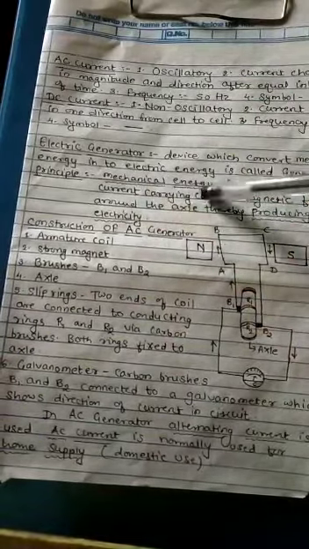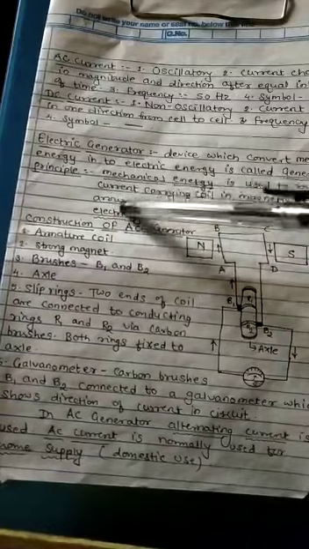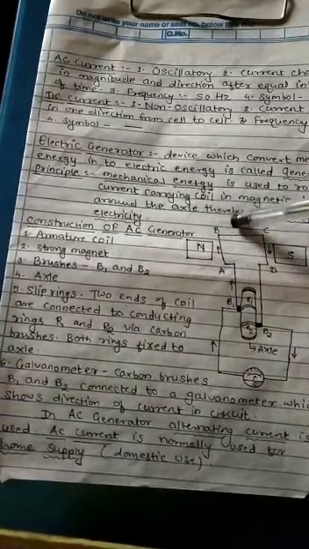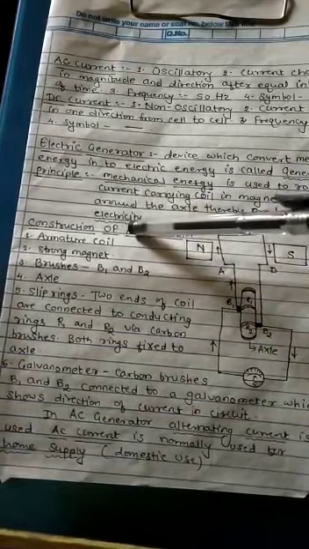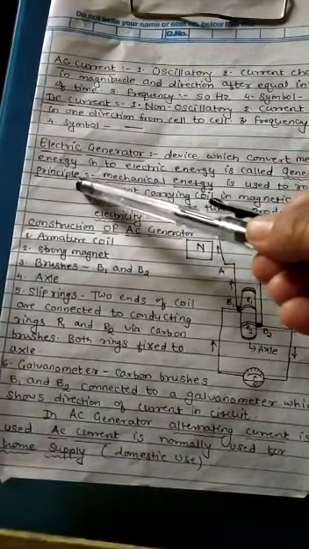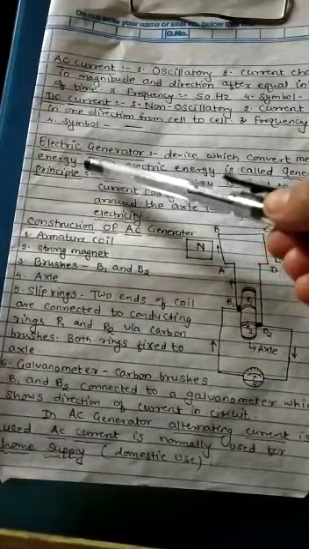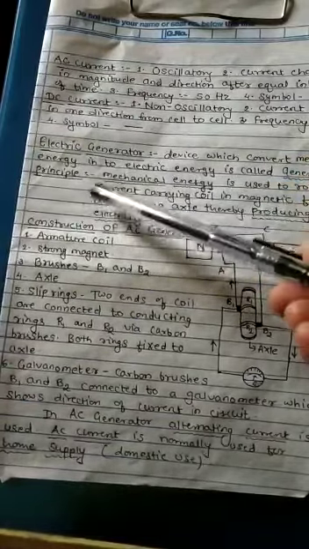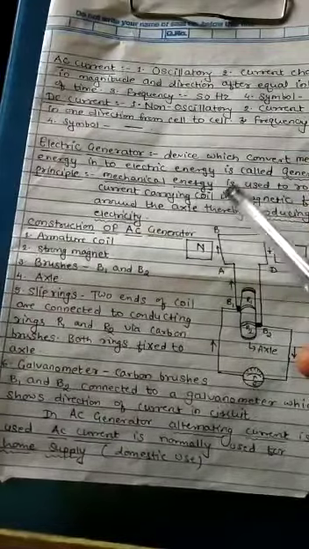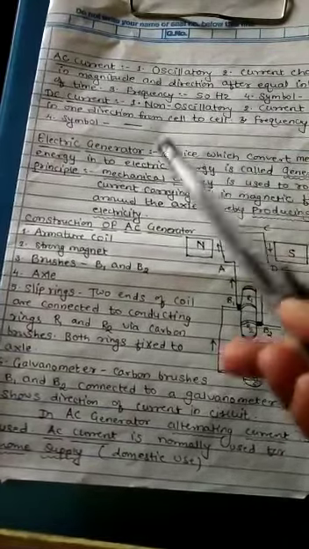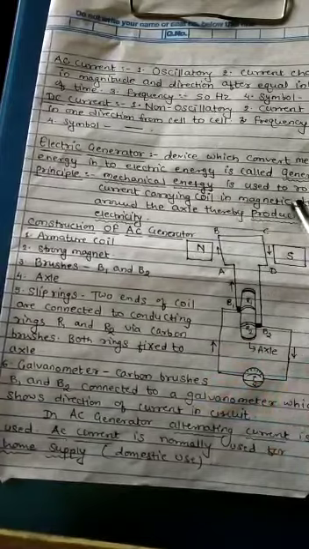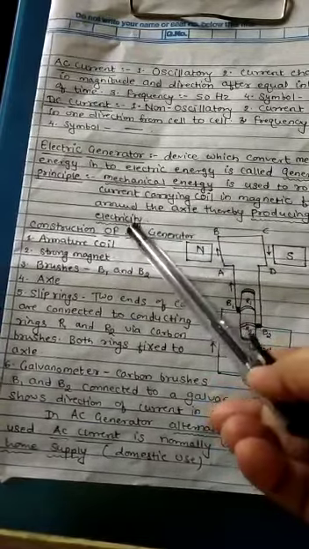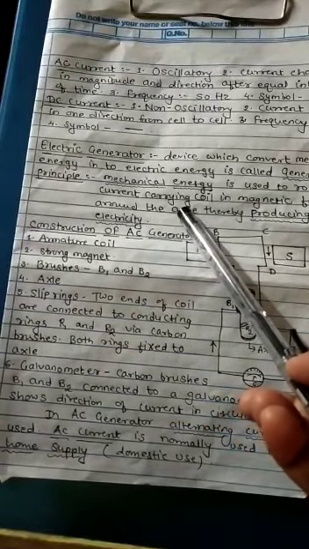Principle: mechanical energy is used to rotate a current carrying coil in a magnetic field around the axle, thereby producing electricity. So what is the principle of a generator? The principle of a generator depends on Faraday's law of induction, electromagnetic induction. Here mechanical energy is used to rotate the current carrying coil in a magnetic field around the axle, thereby producing electricity. Axle means a rod.